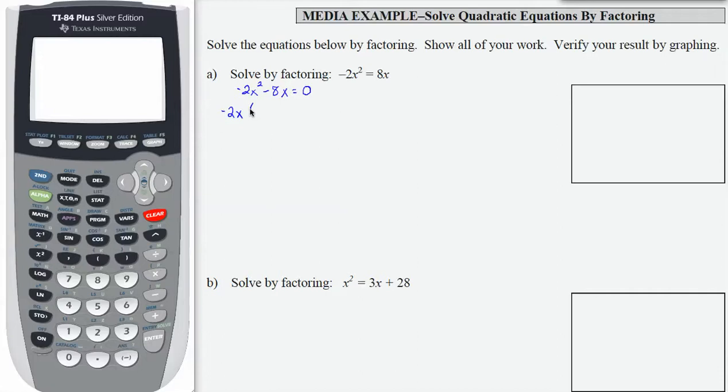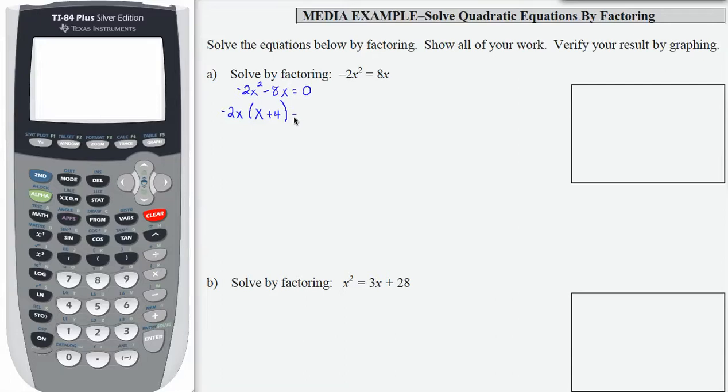If I remove negative 2x from negative 2x squared, what I have left is x, and you can always check by multiplying. Negative 2x times x gives you negative 2x squared. If I remove negative 2x from negative 8x, I have left a positive 4. And again, you can check: negative 2x times a positive 4 is negative 8x. So be careful with your signs on these.